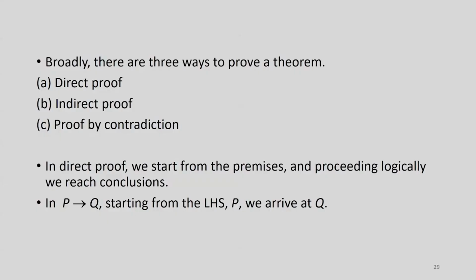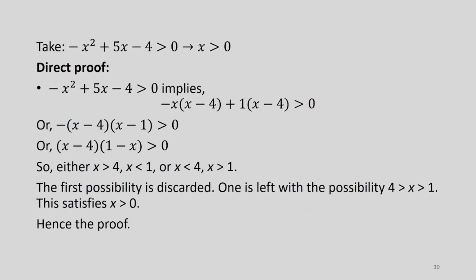Next we turn to proofs of theorems. Broadly in mathematics there could be three ways to prove a theorem. Number 1, direct proof. Number 2 is what is called an indirect proof, and thirdly proof by contradiction. In direct proof, what we do, we start from the premises, that is P, and proceeding logically we reach the conclusions. So, in P implies Q, suppose this is the theorem, we start from the left hand side, that is P, and arguing logically we try to arrive at Q. That is how direct proofs are conducted.